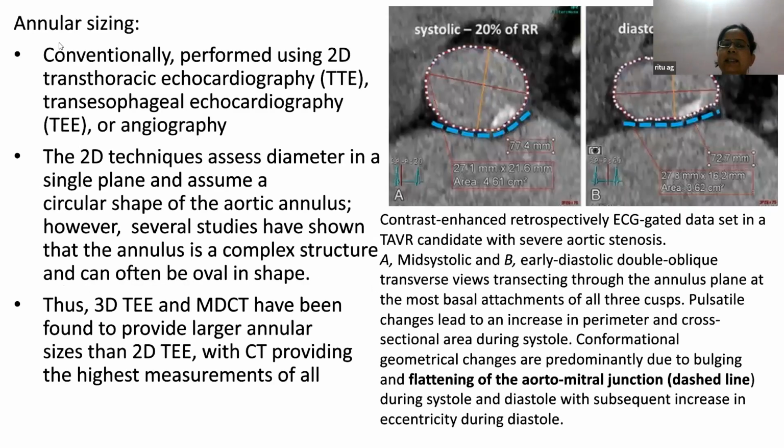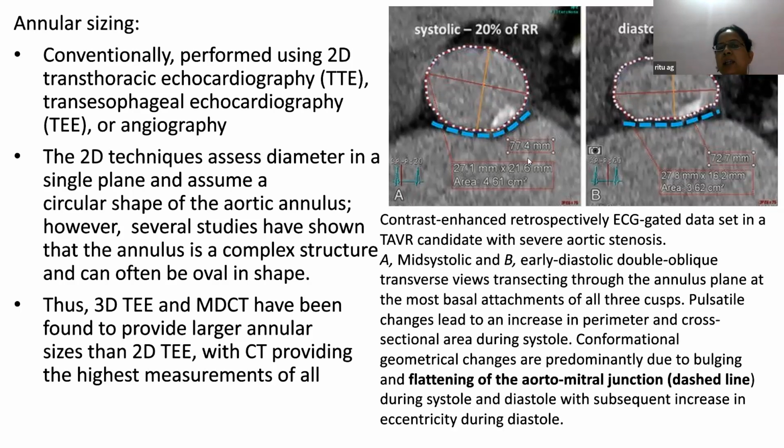Now, why is annular sizing with CT important? Conventionally, annular sizing has been done using echocardiography, both transthoracic and TEE. But as we see on CT, at the systolic phase at 20% and at 60%, we can see the size of the annulus actually changes, and it changes in shape as well over the cardiac cycle. So the annulus is not a simple circular structure, it's mostly elliptical or oval in shape.